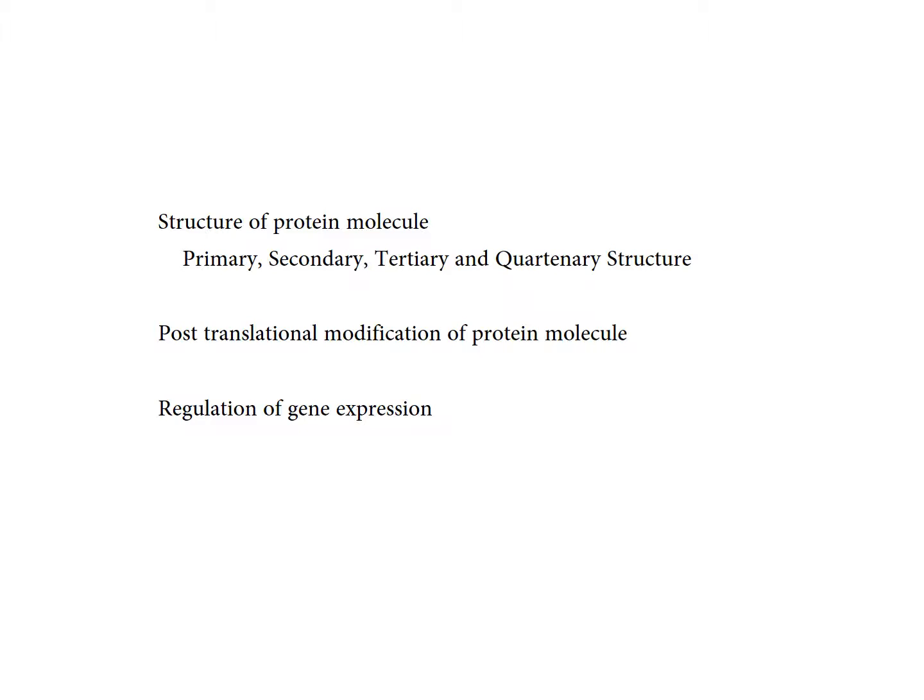Now this gene that is producing protein has to be regulated. So you have different control points of gene expression. You can control gene expression at the process of transcription, at mRNA processing, at mRNA transport outside of the nucleus, at translation, and even at the post-translational modification of the protein molecule.